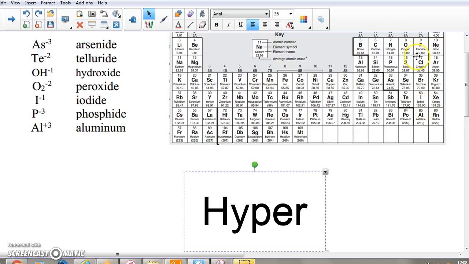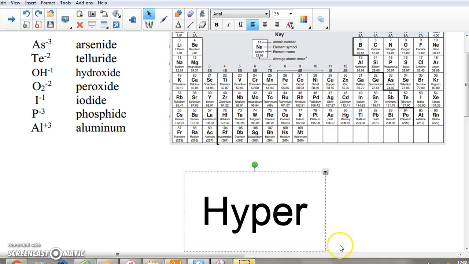Remember, for anything over here, if you write what it says, it will be wrong, because their endings have to change. These are all negatives, and the negative endings change. Aluminum would be an exception to the over here rule because it is in the +3 column. We do have one plus column. That first column over here is a +3 column, so we don't change the name: aluminum, Al +3.